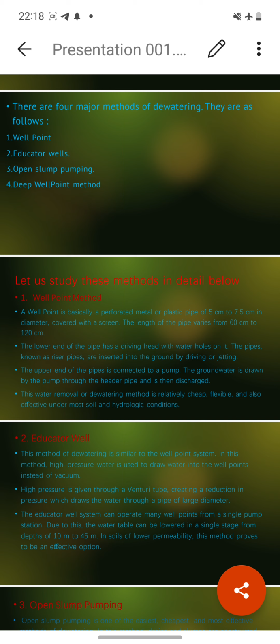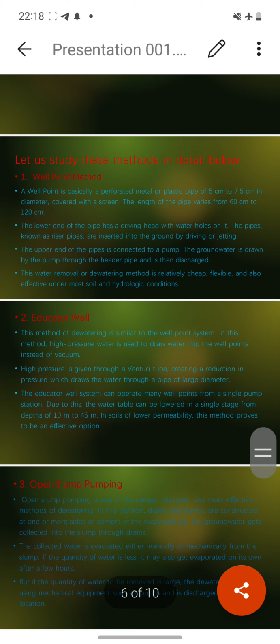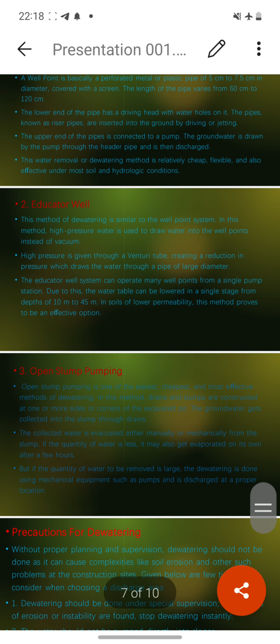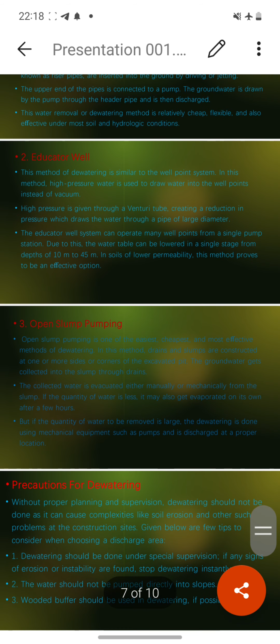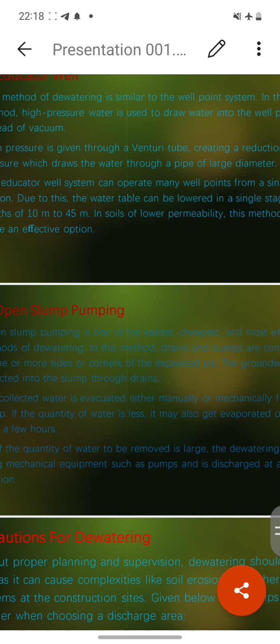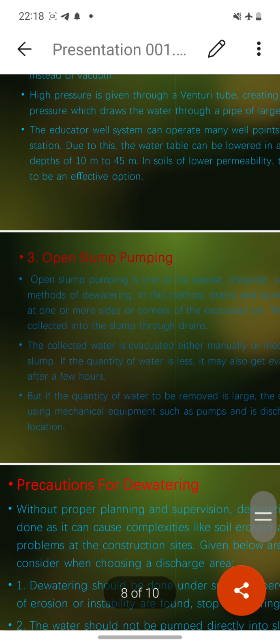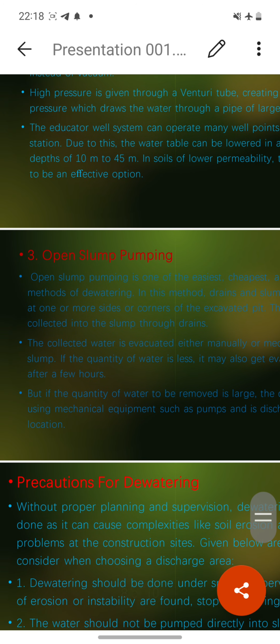Due to this, the water table can be lowered in a single stage from a depth of 10 meters to 45 meters in soil of lower permeability. Open sump pumping is one of the easiest, cheapest, and most effective methods of dewatering.